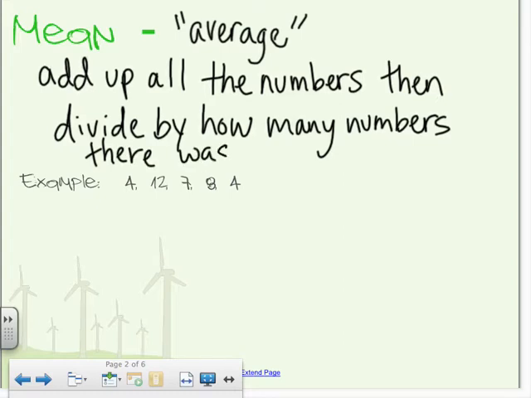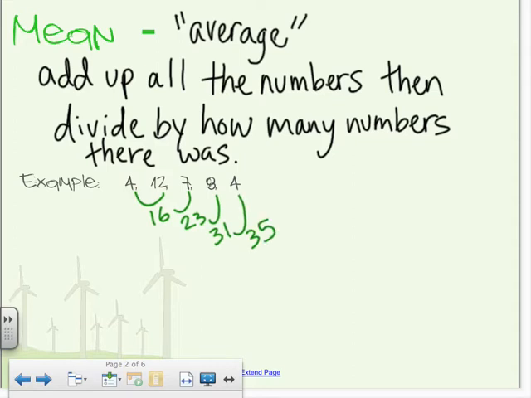Alright, so let's do an example. So we have 4, 12, 7, 8, and 4. So to find the average, the mean, like I said, I need to add up all the digits. So 4 plus 12 is 16. 16 plus 7 is 23. 23 plus 8 is 31. 31 plus 4 is 35.